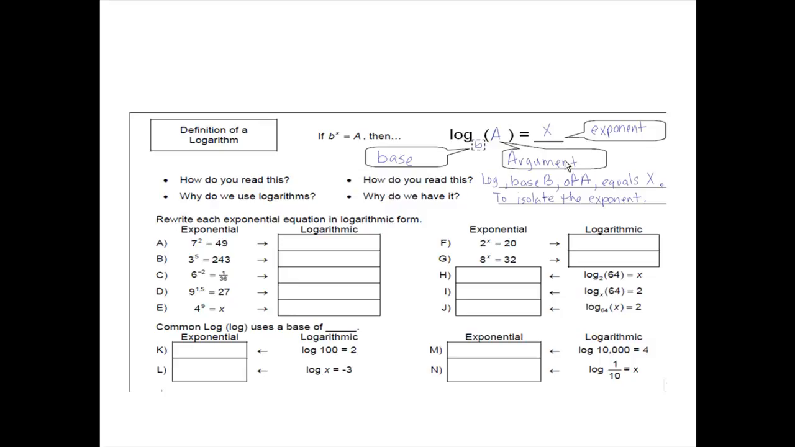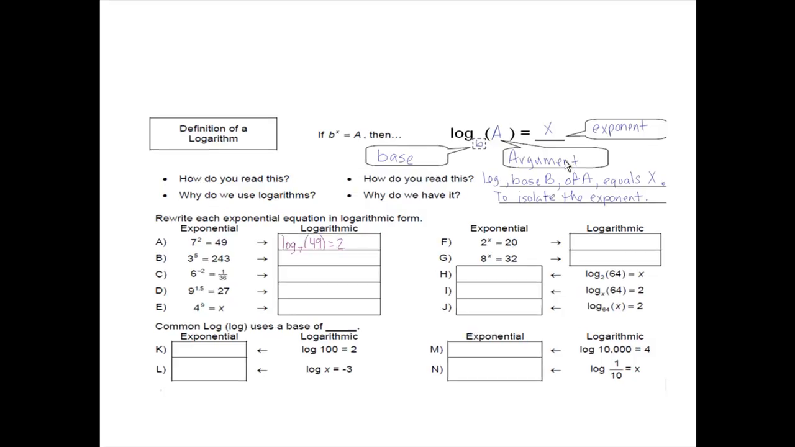Now we're going to do a couple examples, a through n, where we'll be rewriting the exponential equation in logarithmic form, or vice versa, writing the logarithmic into exponential. If we look at the first one, 7 squared equals 49, we see that b would be the 7, 2 is the exponent, and 49 is the argument. So when we rewrite it, it would be log base 7 of 49 is equal to 2.